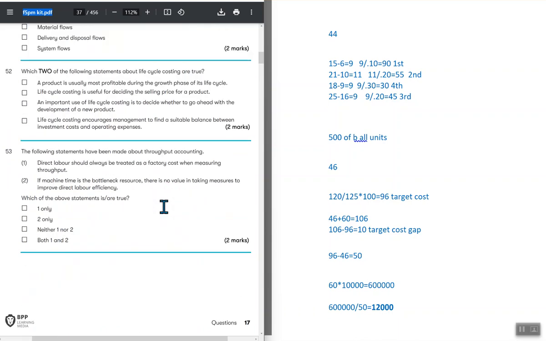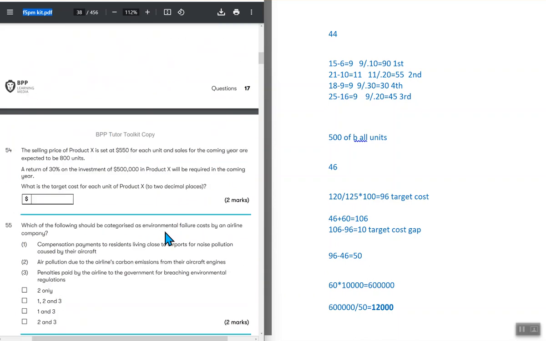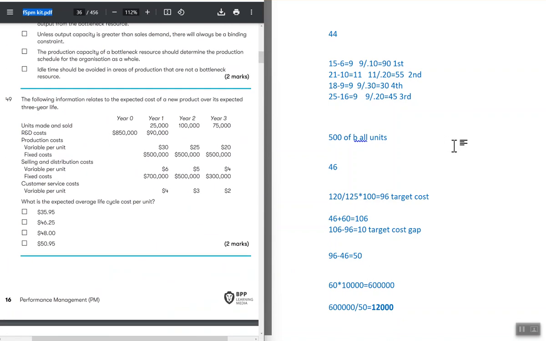Remember, I will skip some of the questions in between. Okay, even though I've done that previous question, as a revision, I will do it again.